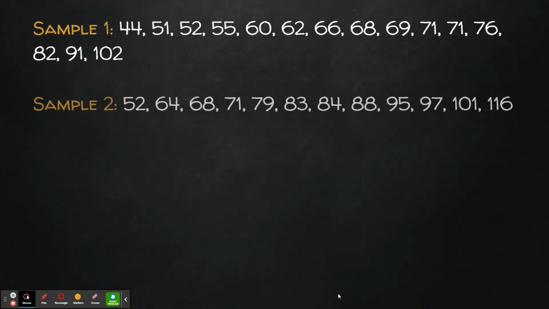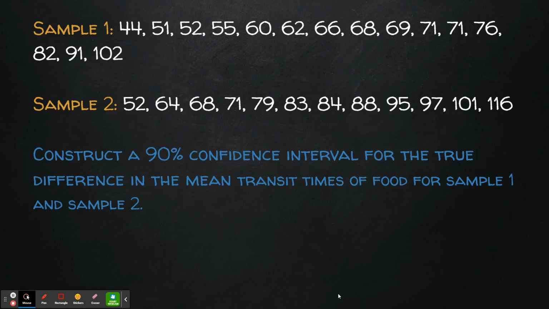So here we have our sample 1 and our sample 2. If you're following along, you'll want to pause the video here and put this data into your calculator. Well, to start out, we're going to construct a 90% confidence interval for the true difference in the mean transit times for food for sample 1 and sample 2.